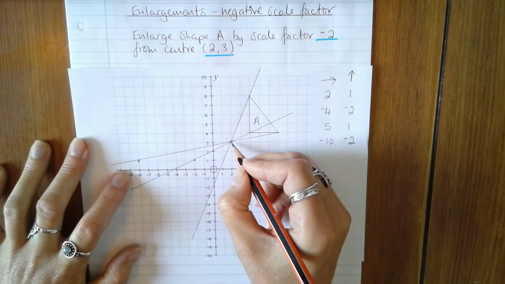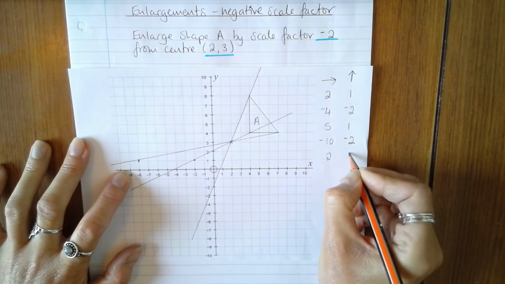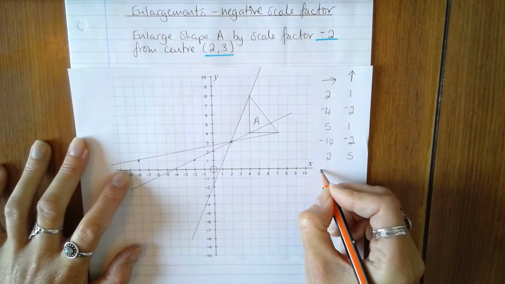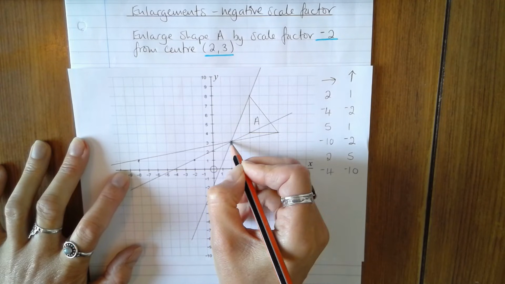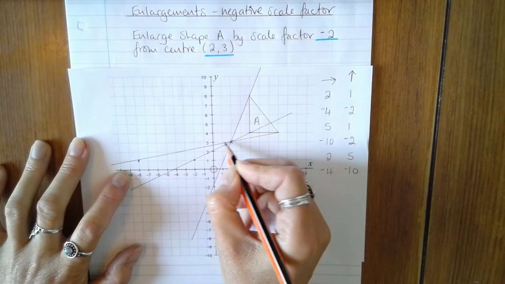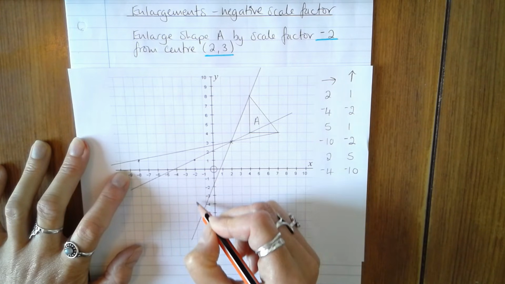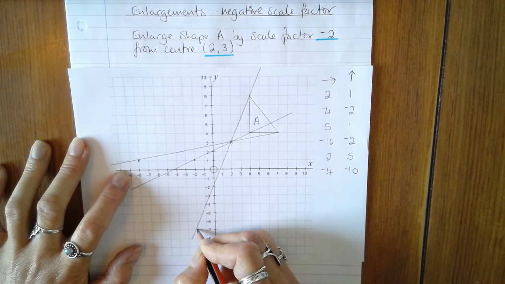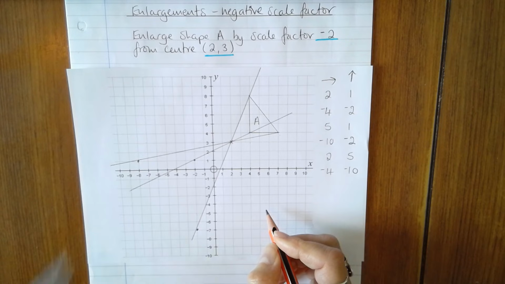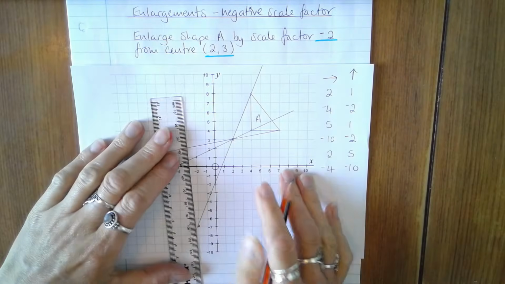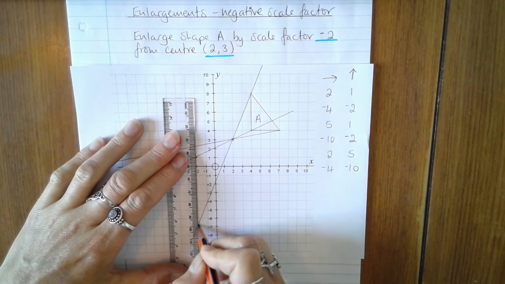And the last vertex is 2 across and 1, 2, 3, 4, 5 up. 2, 5. Multiply those by -2, -4, -10. So 4 to the left and 10 down. 1, 2, 3, 4. 1, 2, 3, 4, 5, 6, 7, 8, 9, 10. And again, slightly out from the grid line, but it's very close. And these just need to be close because they're really just guidelines.